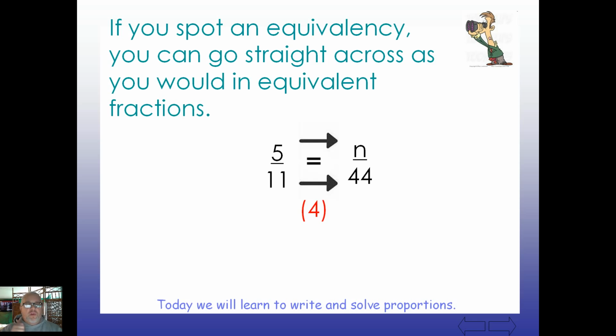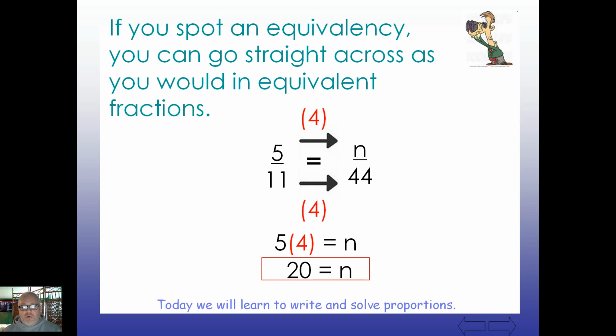And remember, whatever you do to the bottom of a fraction, we must do to the top to have an equivalency. So what's 5 times 4? Well, that's going to be 20. So what does n equal? n equals 20. So 5 over 11 is the same as 20 over 44.